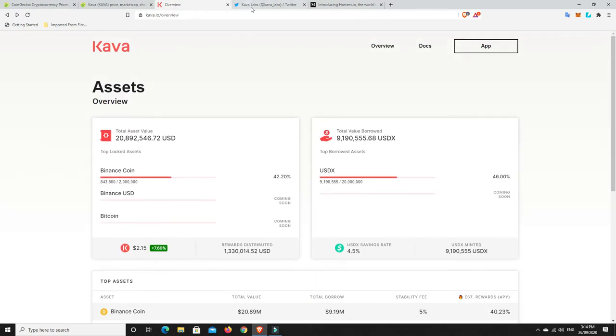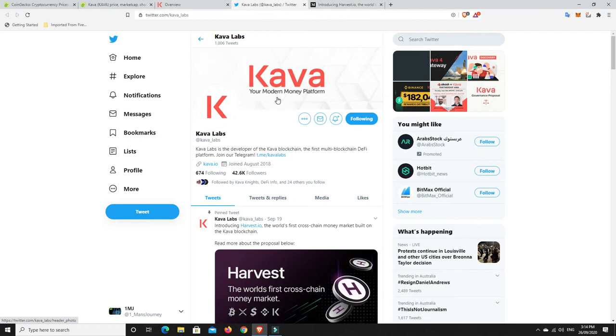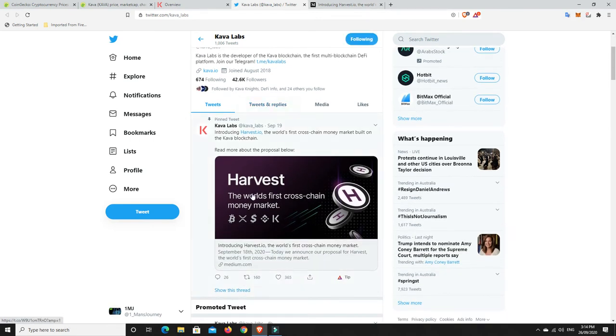Now, what I'm really excited about is we go over here to KAVA. This is their Twitter page. They are introducing Harvest. This is something I'm really interested in, because on their platform at the moment, you can lock your Binance coin up with them, but then you have to borrow against it, and they give you USDX that you can then use to go and buy other stuff at some stage.